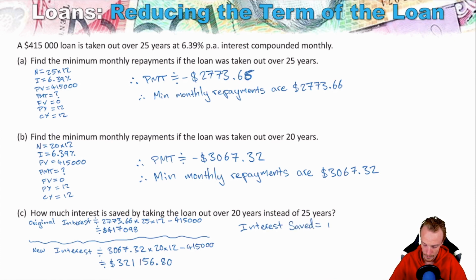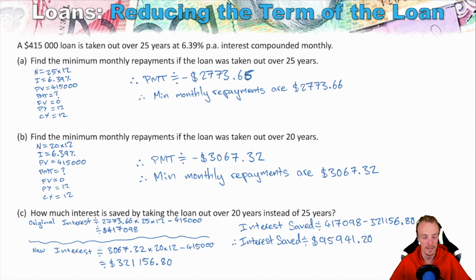So interest saved will be the difference between these, which is going to be $417,098 subtract $321,156.80. So therefore, interest saved is going to be approximately $95,941.20. So you can see here that reducing the term of the loan has a significant effect on the interest, but also has a significant effect on the minimum monthly repayments.